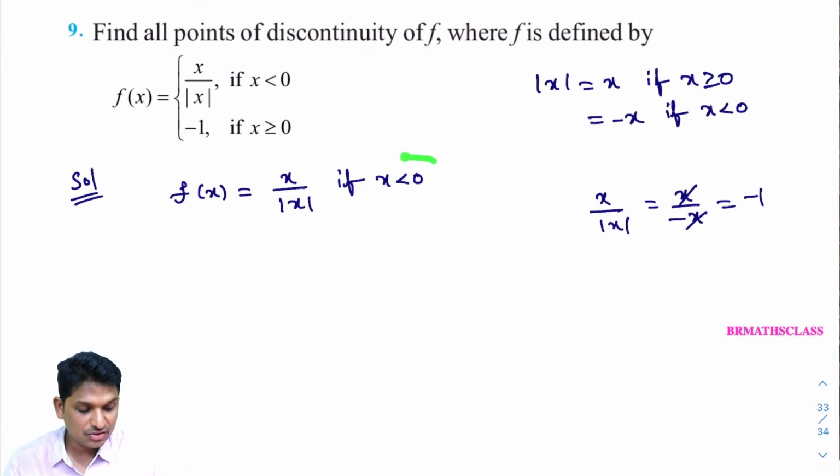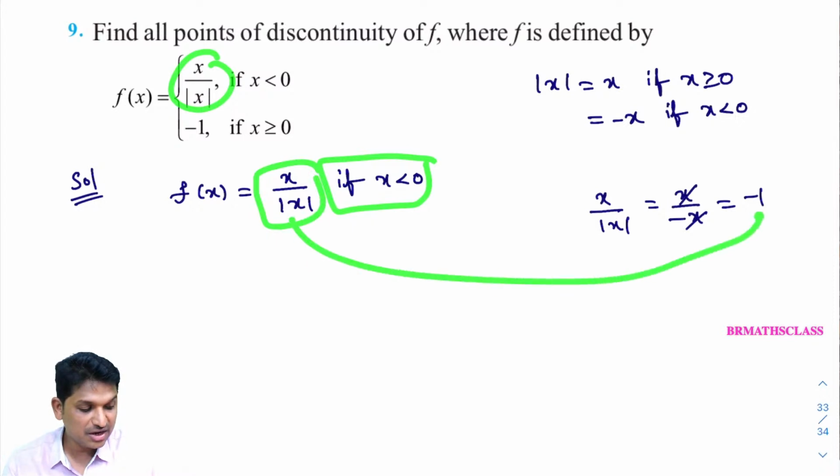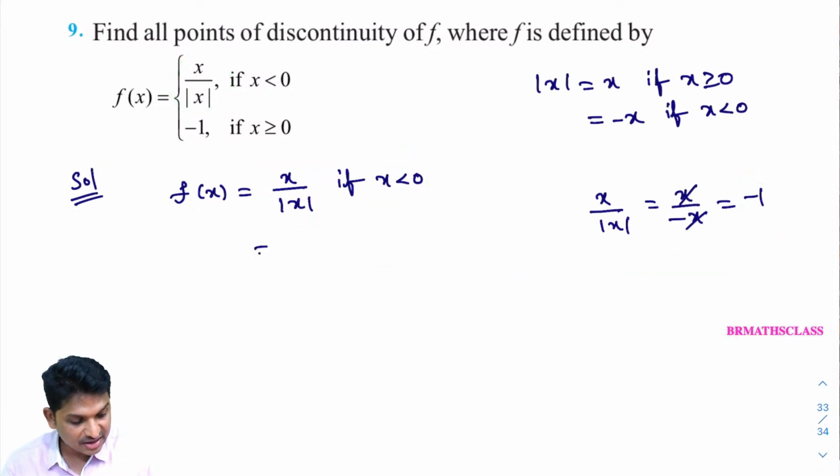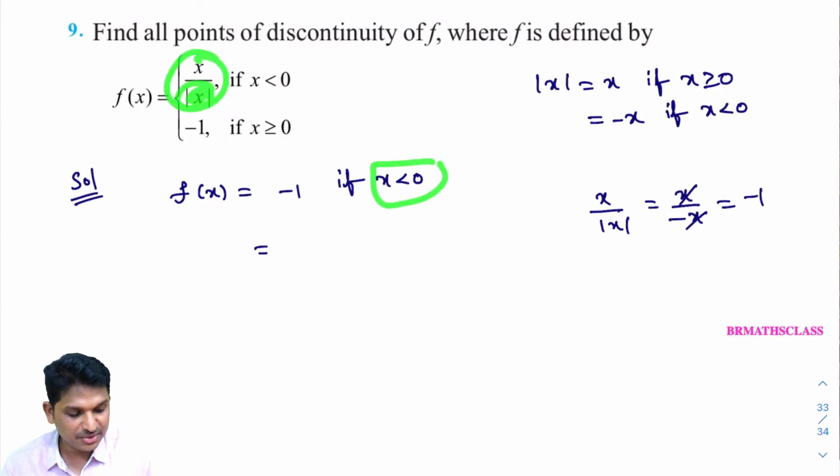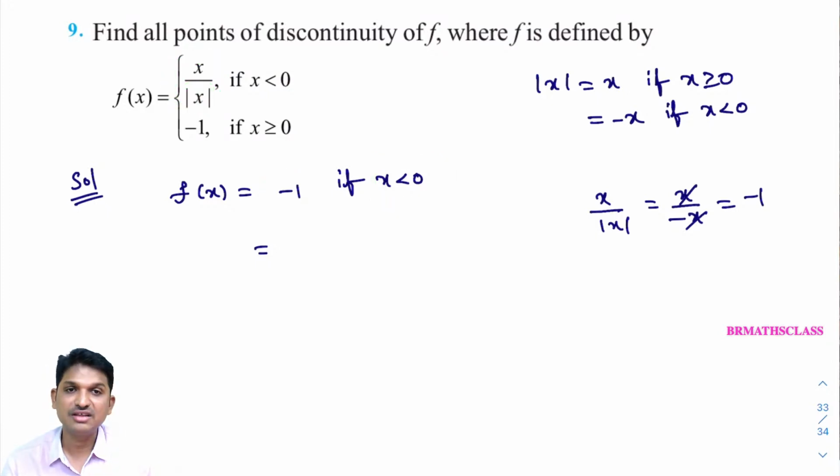Listen to this carefully. So x is less than 0, this is the given function. This is nothing but minus 1. I hope you understand. I am just striking off this. I got it is minus 1. When x is less than 0, mod x is minus x. x divided by minus x is minus 1. I got like this. And this information is already there. That I will write is minus 1 if x is greater than or equal to 0.